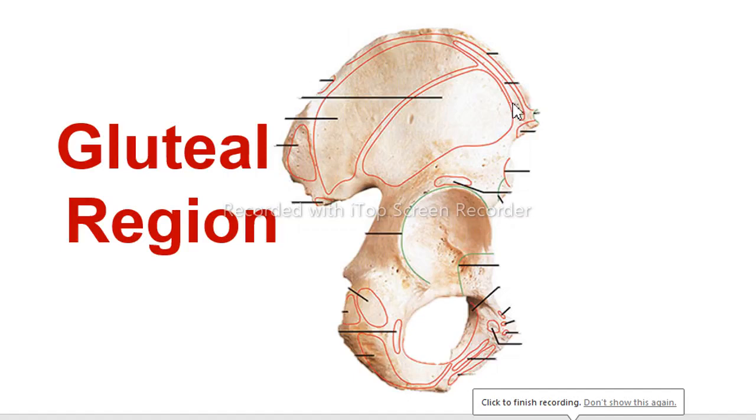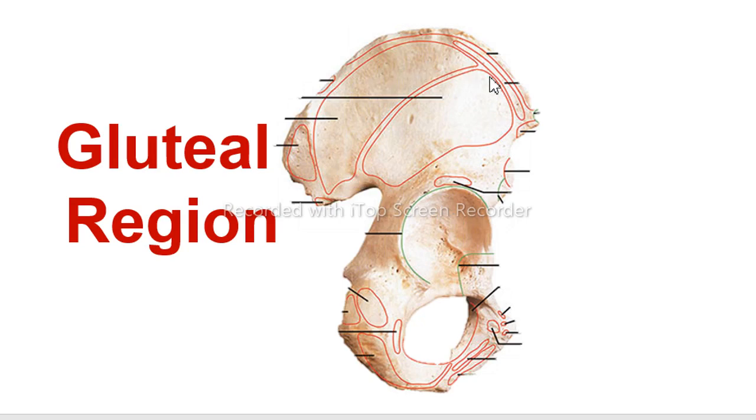Gluteal region. It includes the posterior aspect of the hip bone. Here we can see the gluteal surface of the hip bone, posteriorly: posterior superior iliac spine, posterior inferior iliac spine, greater sciatic notch, ischial spine, lesser sciatic notch, ischial tuberosity, and acetabulum. The cup-shaped depression is the acetabulum.